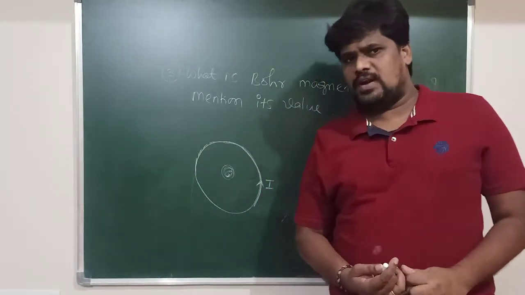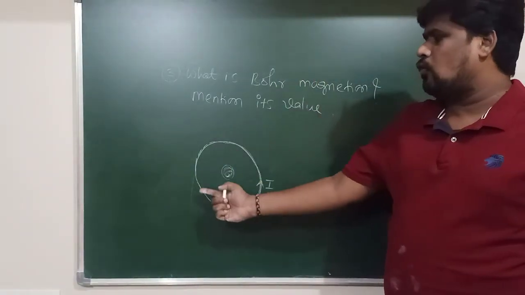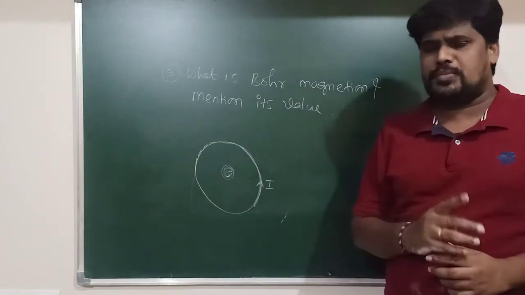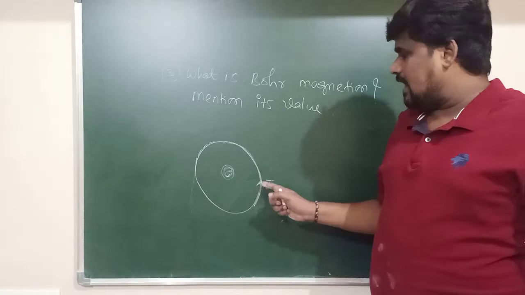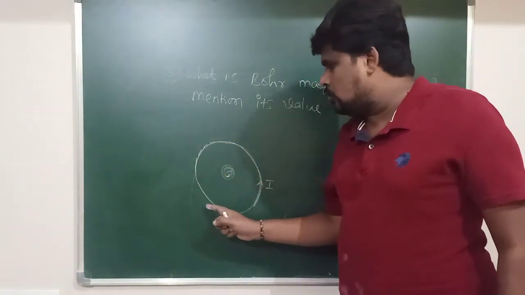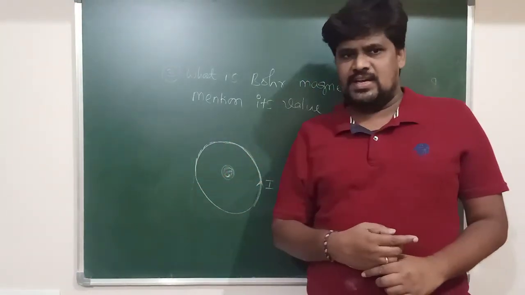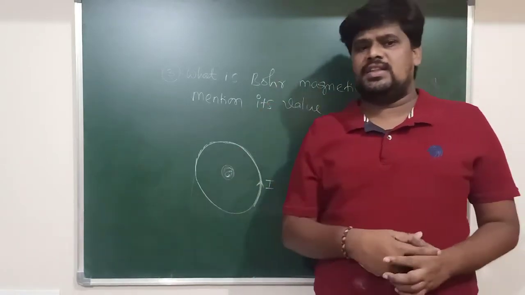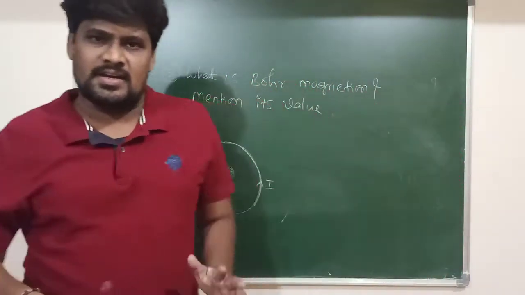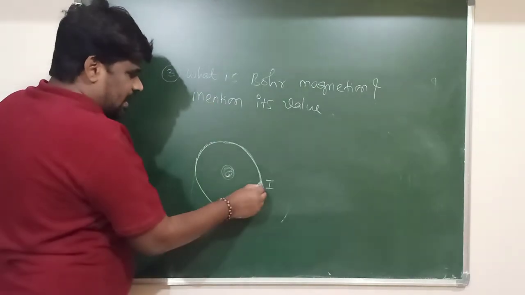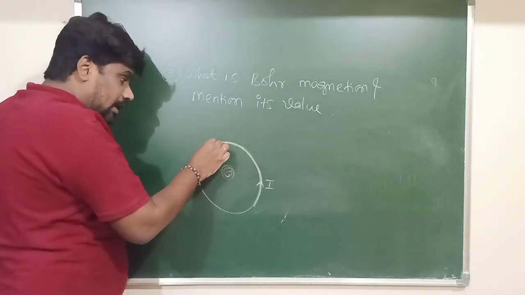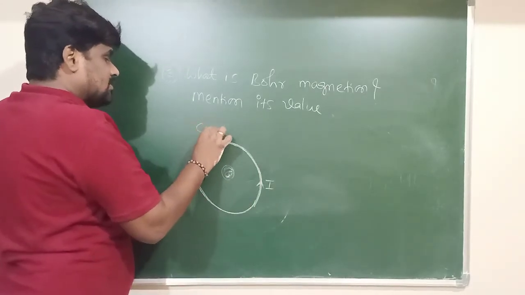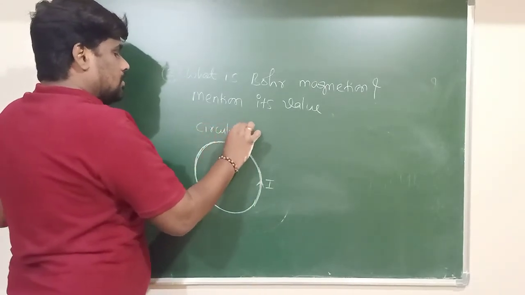What is the definition of electric current? Rate of flow of charge or motion of a charge will always produce the current. When the electron is continuously moving around the nucleus in a circular orbit, in that orbit definitely there exists a current. If there exists a current, whatever the orbit you are considering, that orbit behaves as a circular loop.